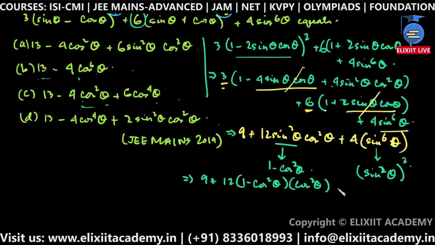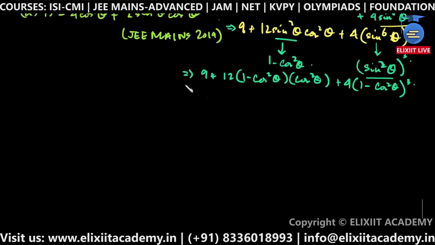plus 4 into, break this into 1 minus cos square theta whole cube. Okay. Once again simplify this and then again multiply, let's see what happens now. 9 plus 12 into this thing, 1 minus cos square theta into cos square theta. So we have 12 cos square theta minus 12 cos to the power 4 theta. Right?